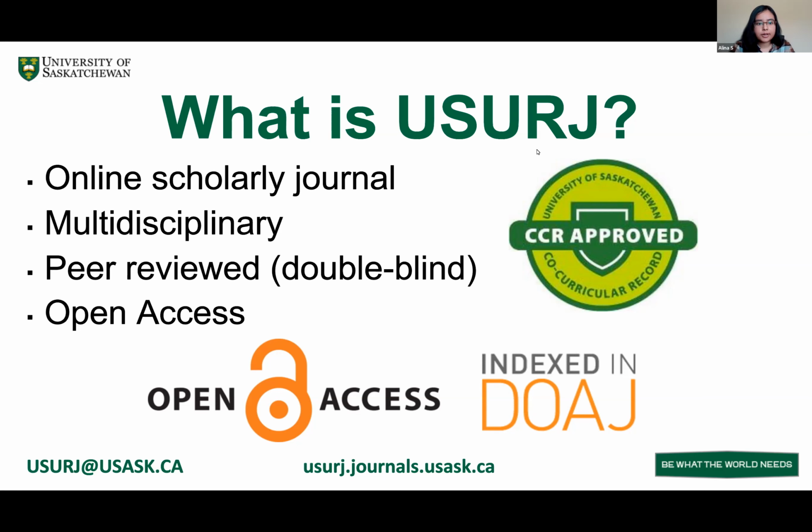USURJ is also multidisciplinary. So we also accept works that cross different disciplines, and we accept works that are multi-authored. For example, for multidisciplinary, we have 4 different sections of the journal. So we have health sciences, natural sciences, humanities and fine arts, and social sciences. So yeah, we accept works from all different colleges and those different fields, as well as works that cross those different sections. And finally, we are a peer-reviewed journal.